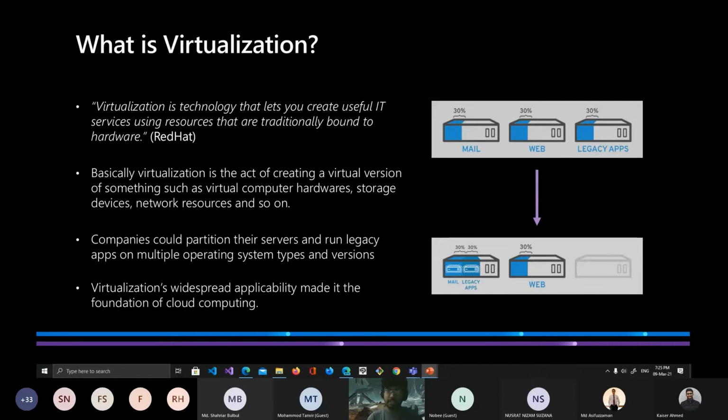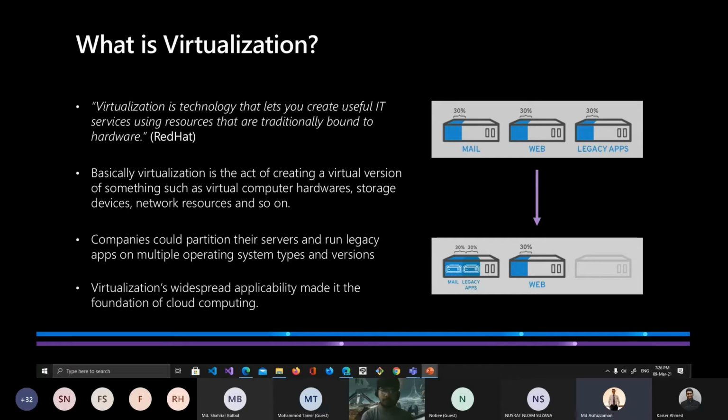What is virtualization? Here I have a definition from Red Hat, and they say that virtualization is the technology that lets you create useful IT services using resources that are traditionally bound to hardware. So what are the IT services? Can anyone give an example? IT resource or IT service? Kaiser, Asif, anyone? Okay, it could be IT hardware like RAM, processor, processing power. It could fall under the hardware resources.